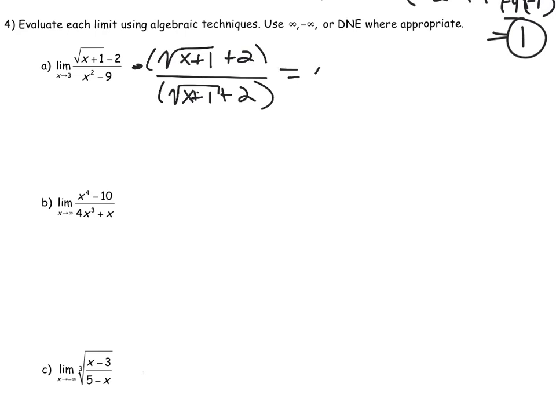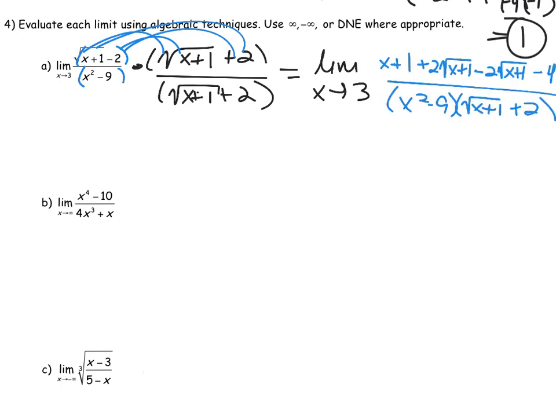So we're going to write this out as the limit as x approaches 3. I'm going to do my double distribution here. So let's actually multiply this all out. Okay, so I just wrote out my steps here. I'm not going to multiply the bottom. I'm going to leave it as is. Okay, so I noticed that these middle terms cancel. That's the whole point.